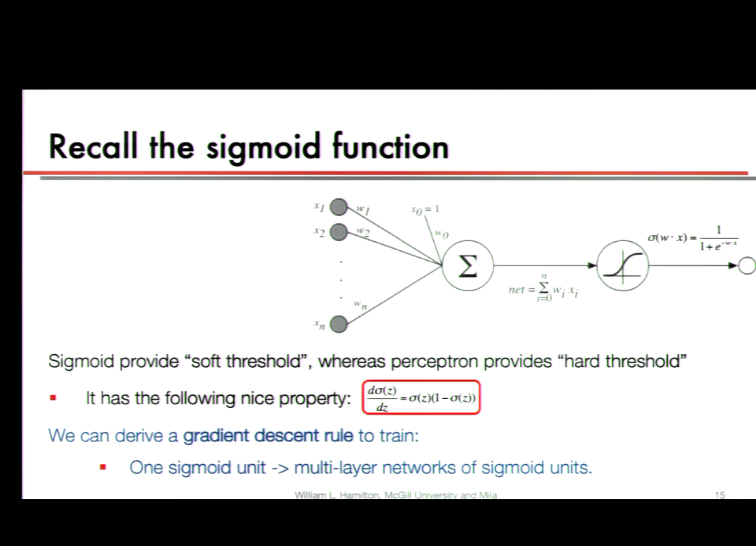So the sigmoid function is nice because it turns real valued things into probabilities. It squashes things into the range 0 to 1. It's nice and smooth, nice and differentiable, and has this nice identity for the derivative.